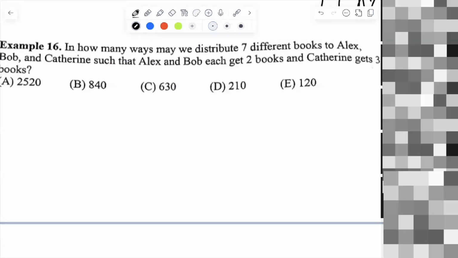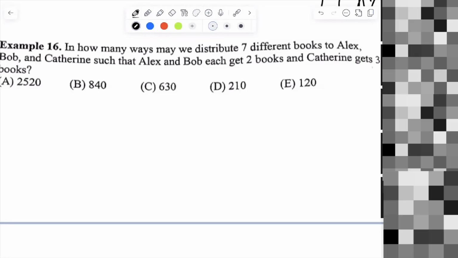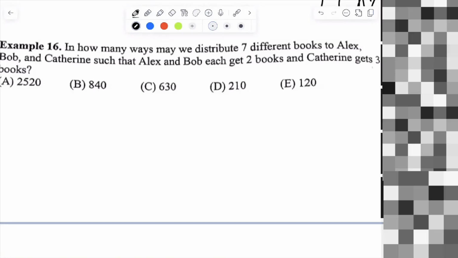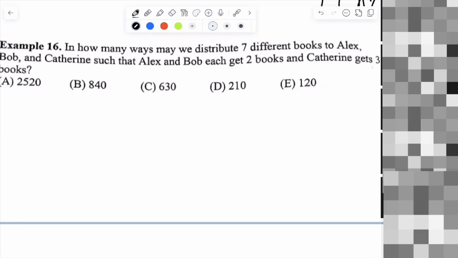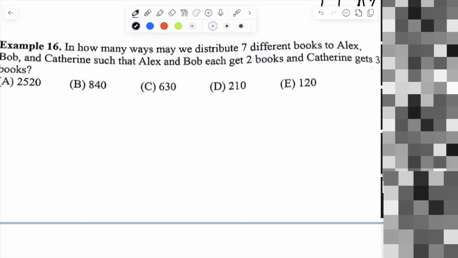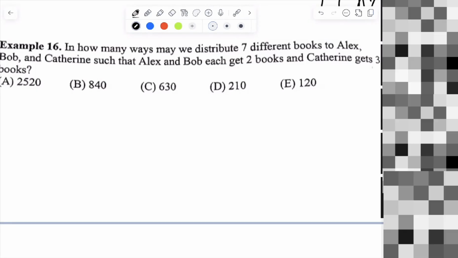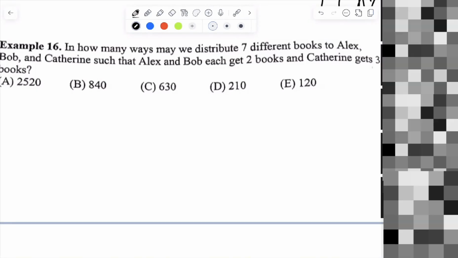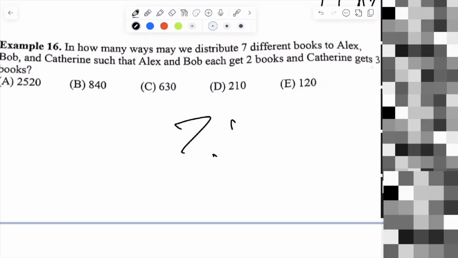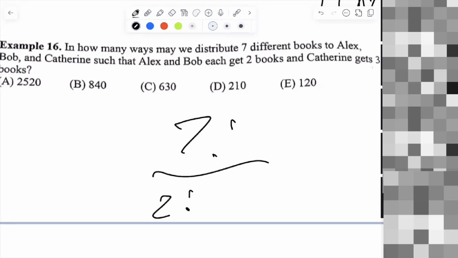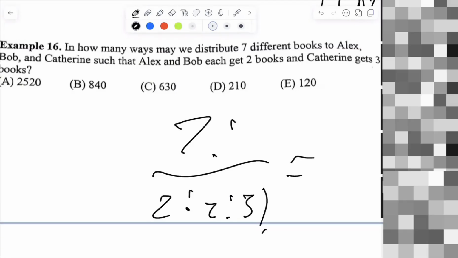All right, let's get started with this question. So basically, we have 7 different books, and we have to give 2 to Alex, 2 to Bob, and 3 to Cassie. How do we do that? Remember, they're different books. So we can do 7 factorial over 2 factorial, 2 factorial, and 3 factorial, or 210.